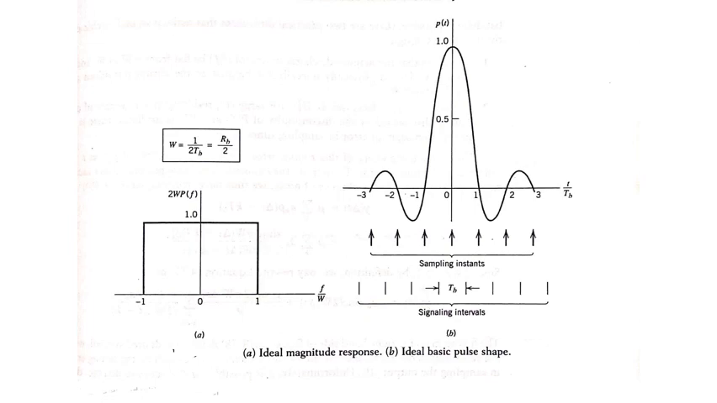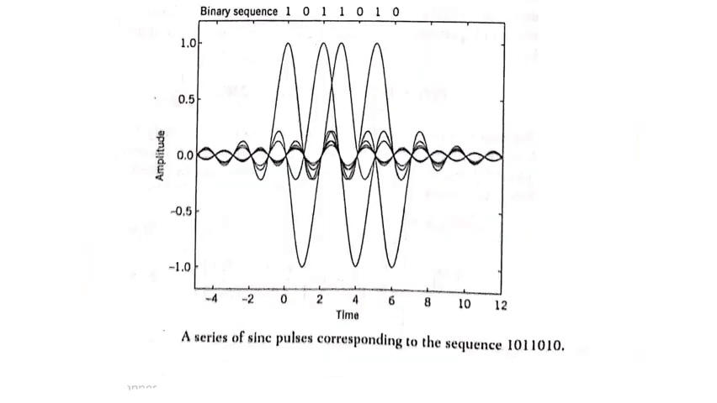Now we'll take an example and let us see how the ISI is completely eliminated. So this is an input sequence, the binary sequence 1011010. Now in this graph we show that at the 0 crossing, the ISI is completely eliminated. Even though this method is more bandwidth efficient, it has some drawbacks.